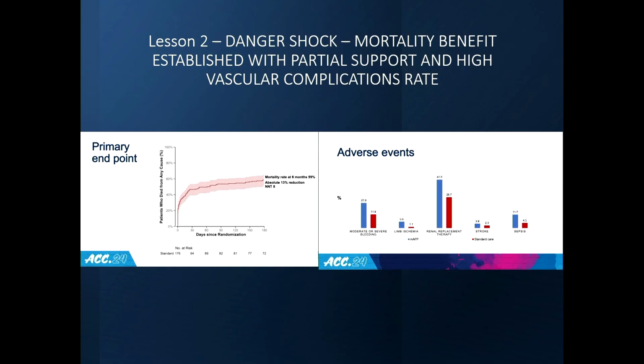Lesson 2: this is the DanGer Shock trial. It showed there is a mortality benefit, but look at the number of patients who ended up on dialysis and the number of patients who had limb ischemia.